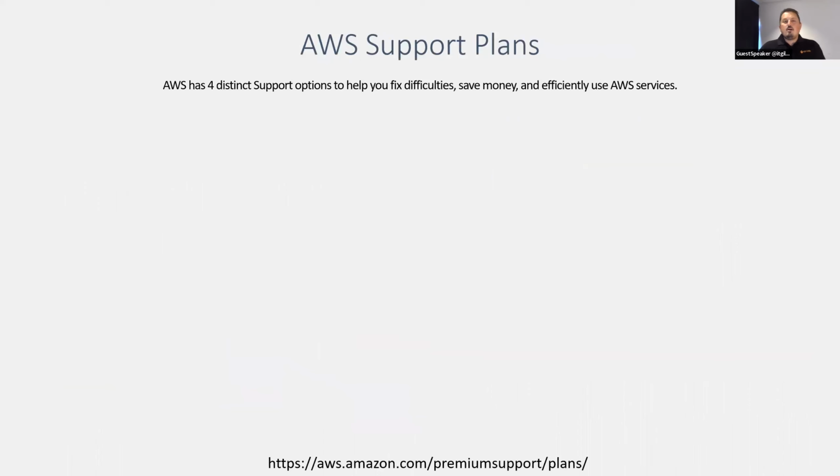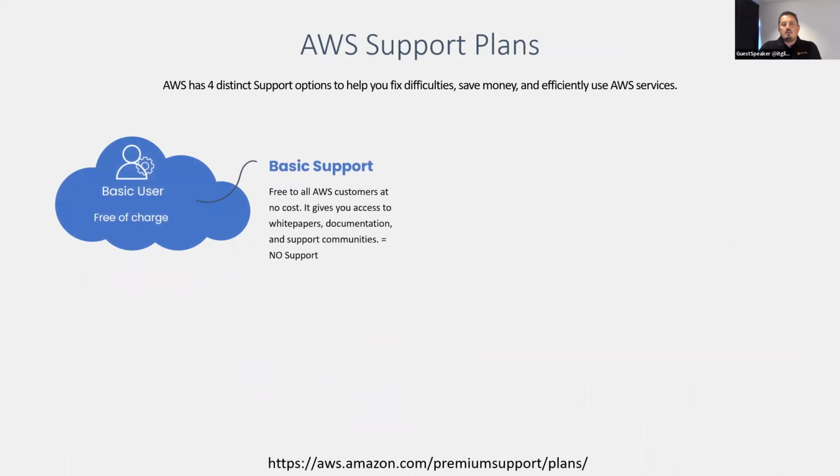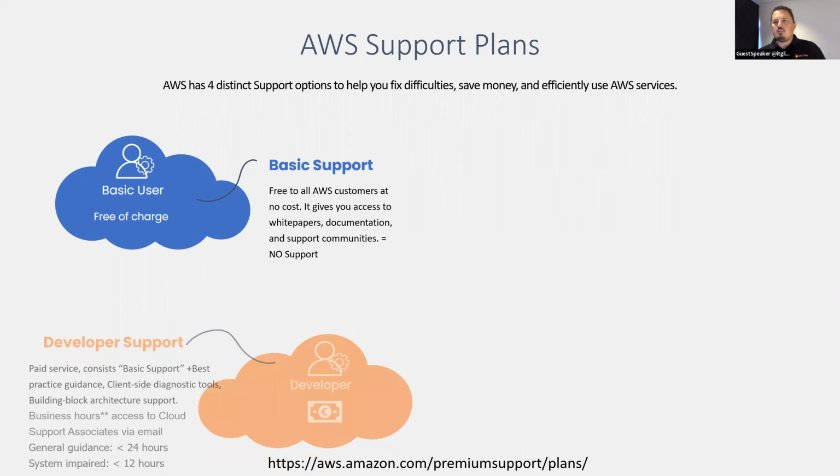So support plans, how many support plans do we have? We can differentiate four different support plans. The first one is free. The basic support is free to all AWS customers. It is without cost. Of course, there is no real support if you look at it, but it gives us whitepaper documentation and community support. There is no charge for it.